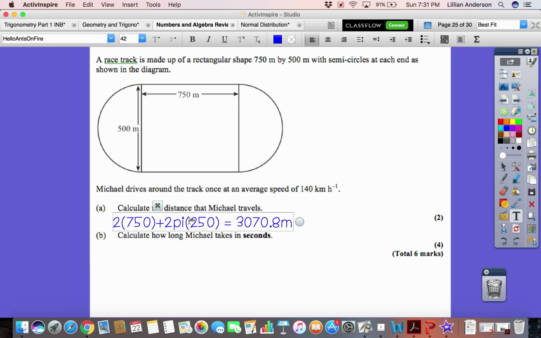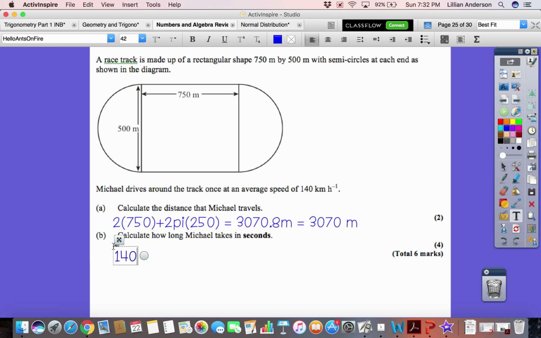All right? Now for B. B says calculate how long Michael takes in seconds. So we know the total distance he travels in meters. We have how fast he's traveling in kilometers. So if you're trying to figure out how long it takes him, you need to have the same unit. You cannot have kilometers and meters. The easiest thing to do would have been to convert the 140 kilometers into meters.